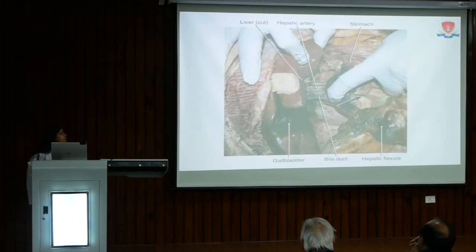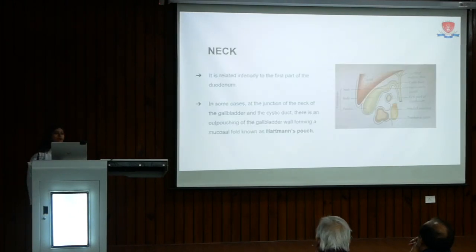Cadaveric image showing the location of the gallbladder in the gallbladder fossa. The gallbladder has 3 parts: neck, body and fundus. The neck is related inferiorly to the first part of the duodenum, and in some cases at the junction of the gallbladder and cystic duct there is a mucosal outpouching of the gallbladder wall. This structure is known as Hartmann's pouch.